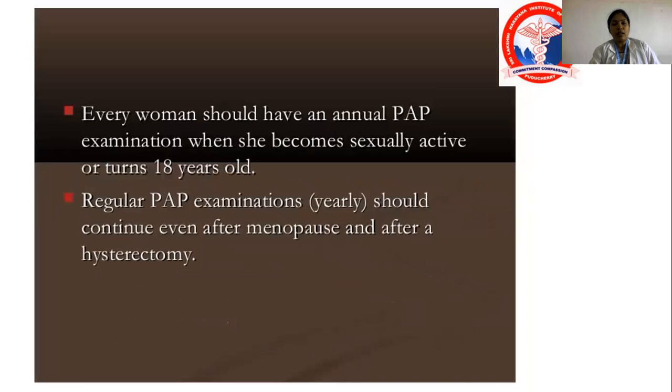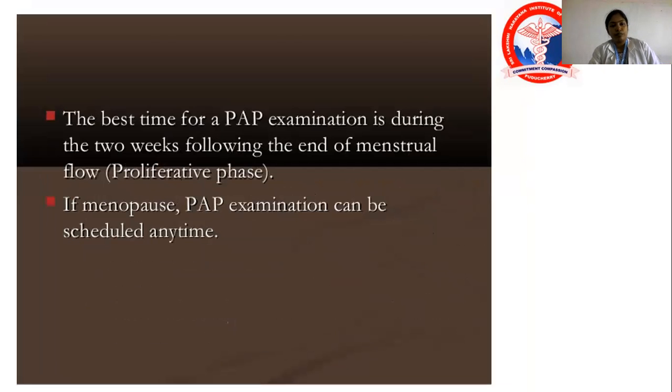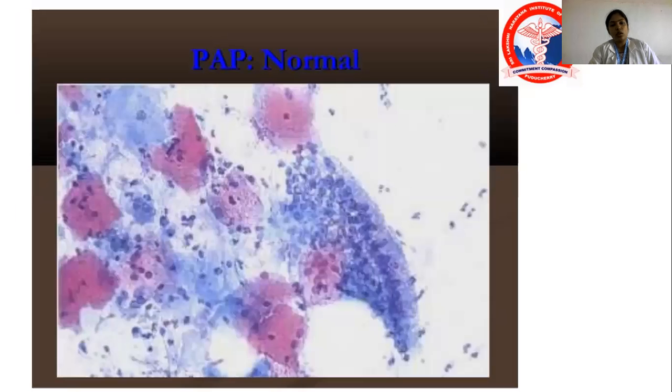Every woman should have an annual Pap examination when she becomes sexually active or turns 18 years old. Regular Pap examination should continue even after menopause and after hysterectomy. Okay. So, the best time for Pap examination is during 2 weeks following the end of the menstrual cycle. If menopause, Pap examination can be scheduled anytime.